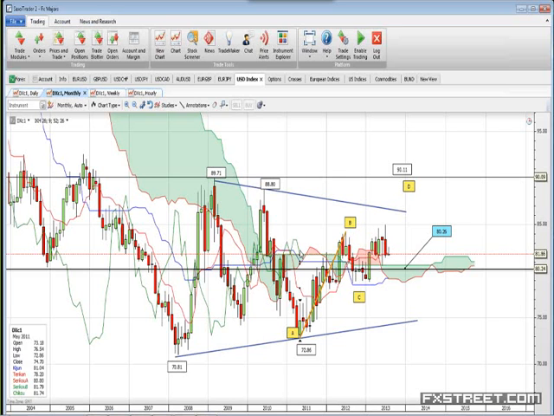Because a lot of the time people go, well, it broke like here. Well, it broke to the upside. How come it didn't keep on going? And the Zen lines might not have been in order. I can see here that this lagging line, because you've got to take it back 26 periods, was here. So it was below price action 26 periods before. So it's a false breakout.